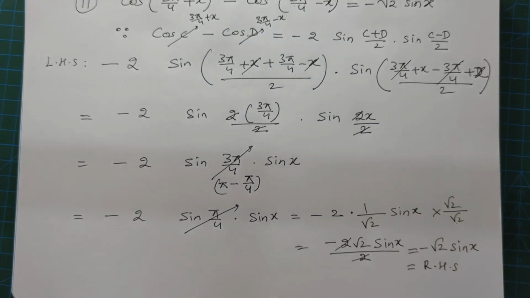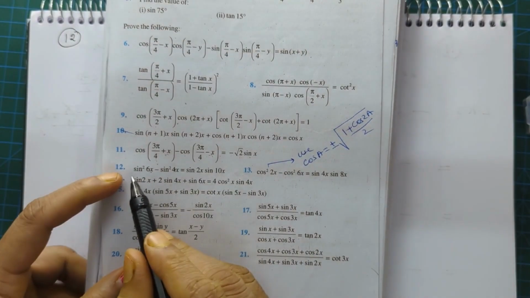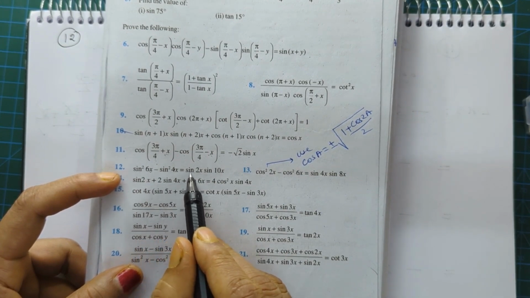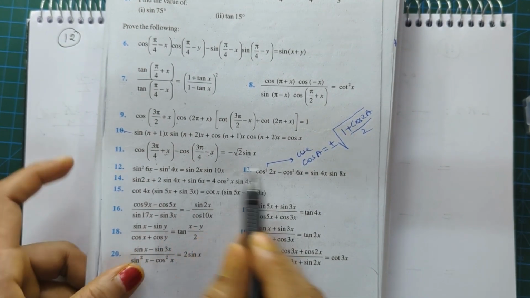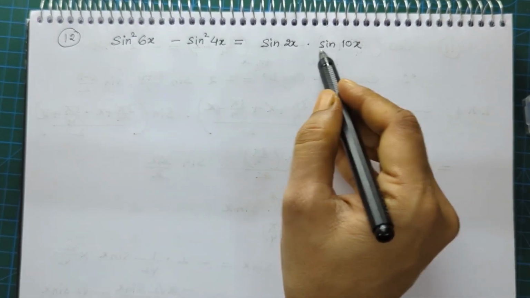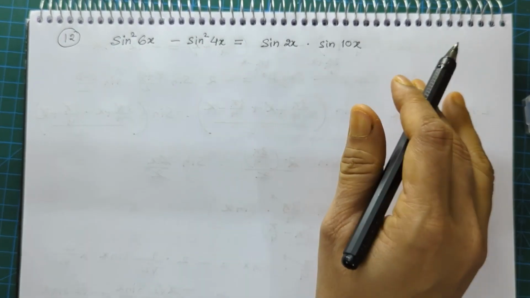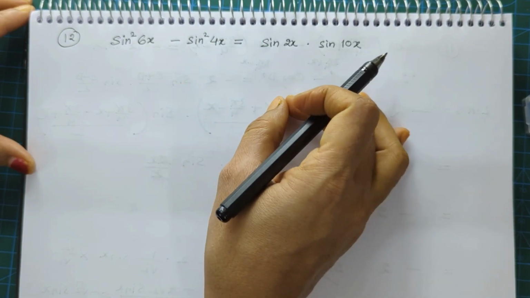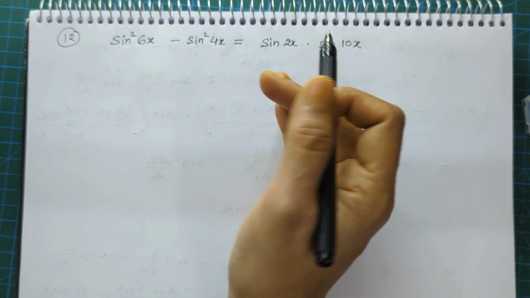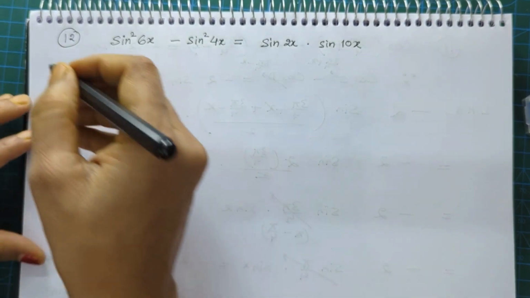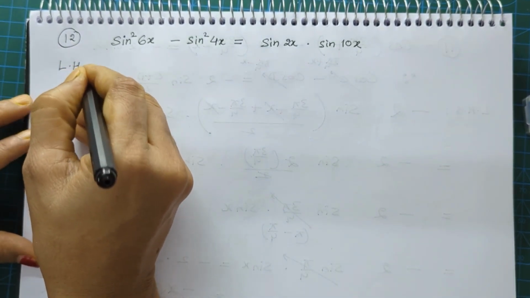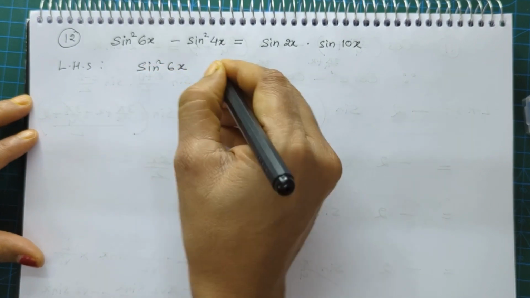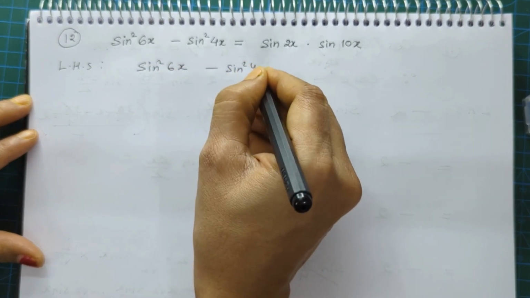Now we have to prove that sin² 6x minus sin² 4x is sin 2x times sin 10x. We will start from LHS and go to RHS. Keep this in mind: when we prove trigonometric identities, there are many ways of proving an identity, but I am following one of the ways. I will begin from the left hand side. Left hand side is sin² 6x minus sin² 4x.